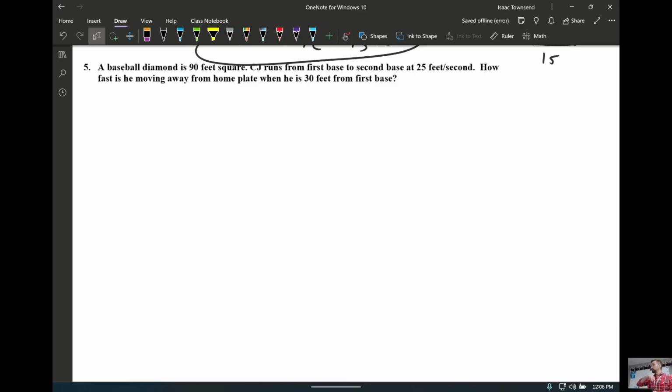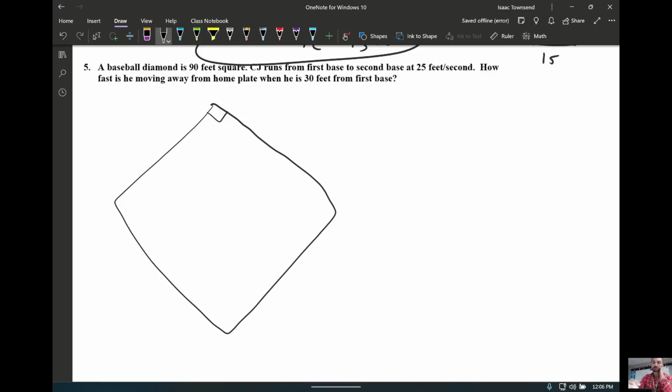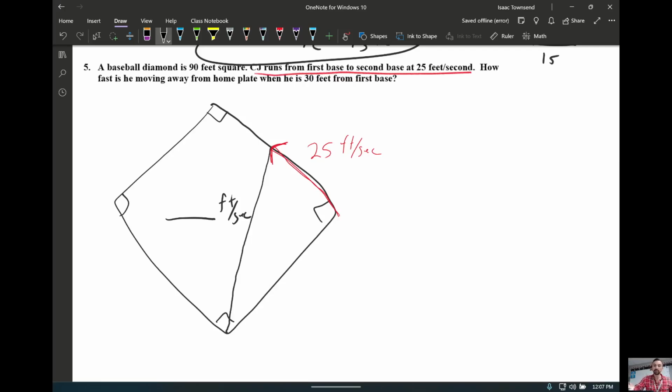Okay, last one, and then I can let you practice some. All right, we've got a baseball diamond that's 90 square feet. CJ runs from first base to second base, so he's somewhere in here, at 25 feet per second. I want to know how fast is he moving away from home plate. So how many feet per second? Again, if this is feet per second, I know this is going to be feet per second. How fast is he moving away from home plate when this distance is 30 feet, when he's 30 feet away from first base?